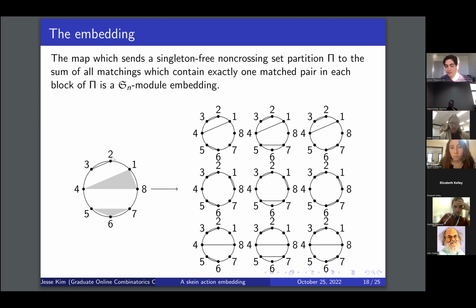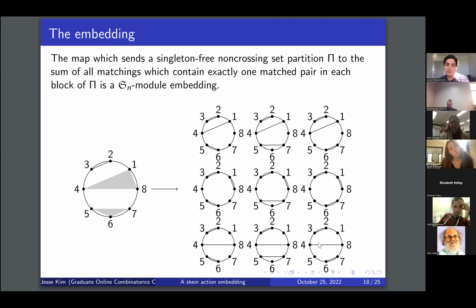So we always have to take 2, 3 because there's only 2 elements there. So we take 2, 3, and then we can either take the pair 1, 4, 4, 8, or the pair 1, 8. And then from our last block, we can either take 5, 6, 5, 7, or 6, 7. So we've got 3 options for block 1, 4, 8, 3 options for block 5, 6, 7. So we get 9 total matchings that come from selecting one pair to match from each block. And this non-crossing set partition on the left is sent to the sum of all 9 of these matchings. So yeah, that's how this embedding works.